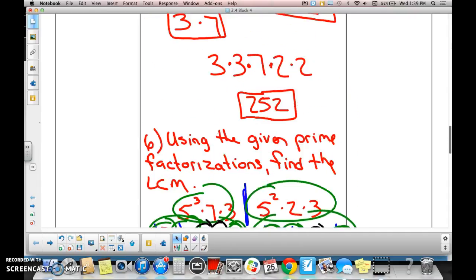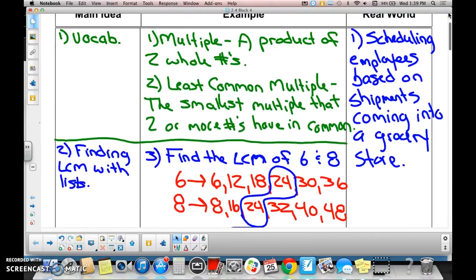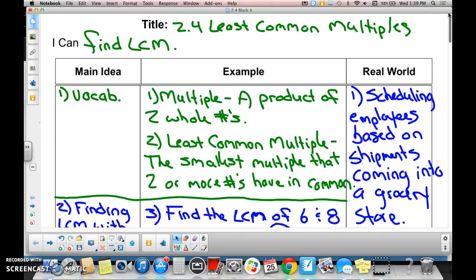When we go back up to real-world examples, we talked about stocking hot dog buns and hot dogs at a grocery store. If you are the manager, you need to know how to schedule your employees based upon when shipments of hot dogs and hot dog buns are coming in. If hot dogs come in every 2 days and hot dog buns come in every 3 days, we need to know the LCM to figure out how to schedule hours in the future. For those of you wondering what I'm talking about, think back to the Jesse example, when Jesse was the stock boy.